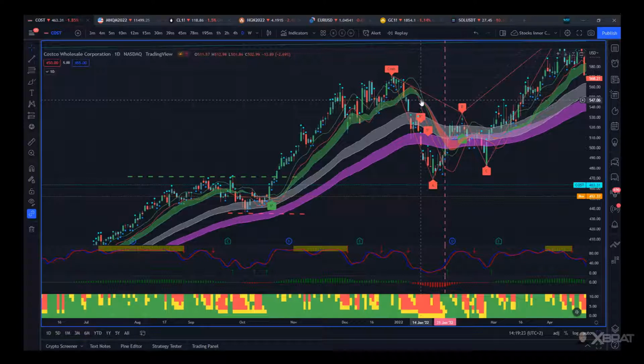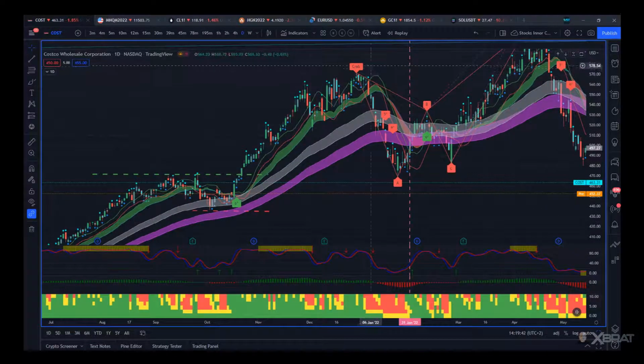It's quite some time. This is 14th of January. We entered this trade on the 20th of October. So a good move again. We got in around about 470 and we exited around about 549. Another good move. We then got this pullback here.